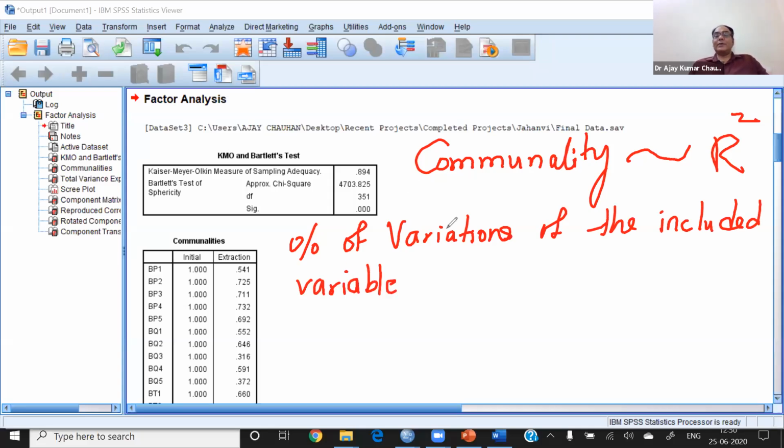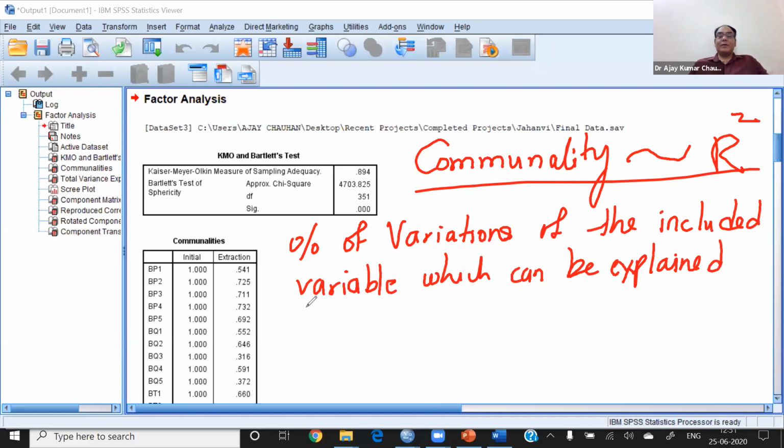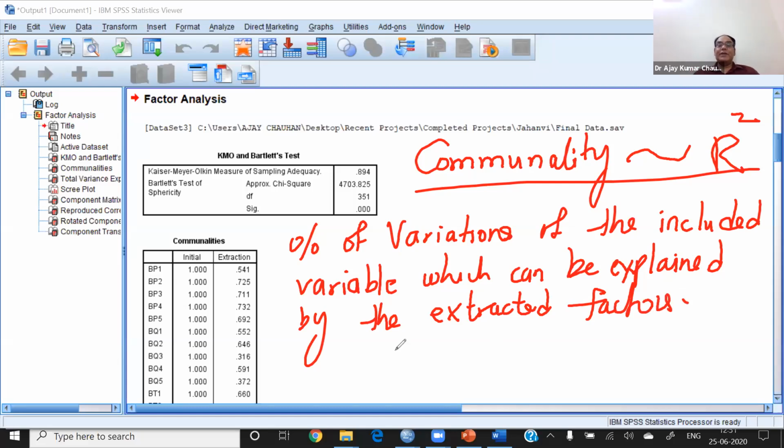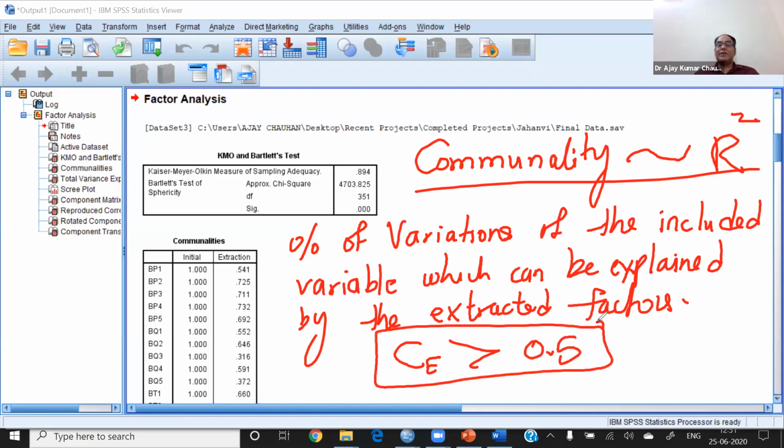It represents the percentage of variations of the included variables which can be explained by the extracted factors. This is the definition of communality. It means how much variation of the items can be explained by the factors. So communality extracted should be greater than 0.5. This is the condition of communality.